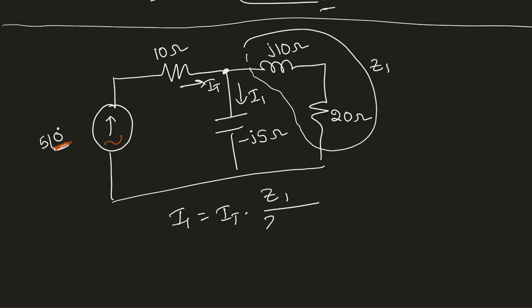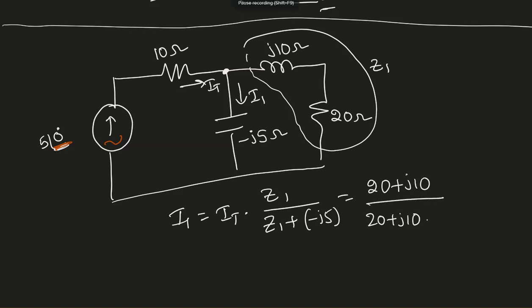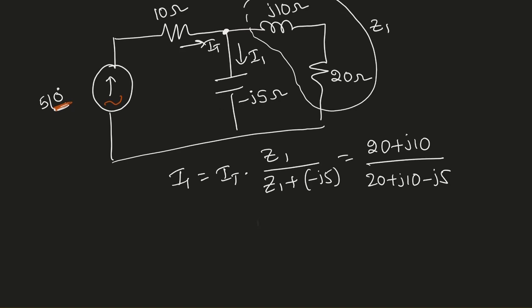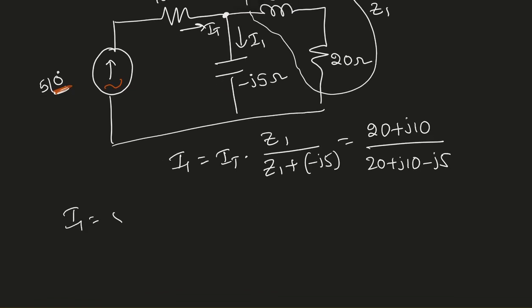So let me label this as Z1, opposite impedance over total impedance. The total impedance is Z1 plus minus J5. You shouldn't include 10 ohms because that is not part of the current division. Whatever total impedance I'm talking about, only these two branches. So I1 equal to total current 5 at an angle of 0 times 20 plus J10 divided by 20 plus J5.